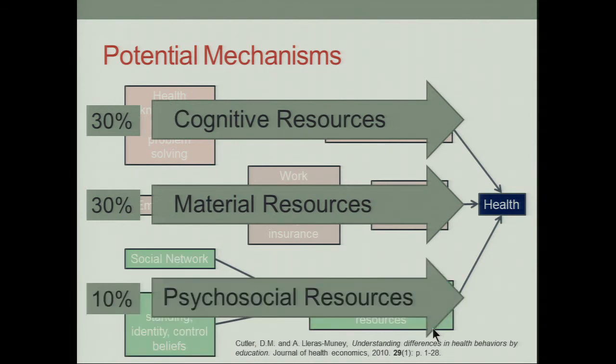So Cutler and Lleras-Muney were able to account for measures of the social network, which they estimated accounted for about 10% of the education health association. They did not find that things like future orientation, locus of control, risk aversion, or discounting played a significant role in mediating this association between education and health.